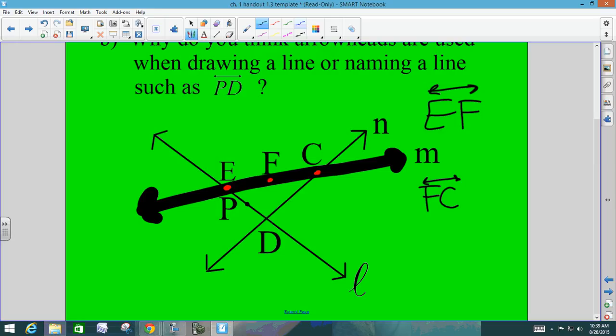Got EF. EF and FE are the same thing. EC, yep. They don't have to be right next to each other, the points. They don't have to be consecutive points. You can pick any 2 points on there. If I said CE, it's the same line. The order doesn't matter when you're naming lines.